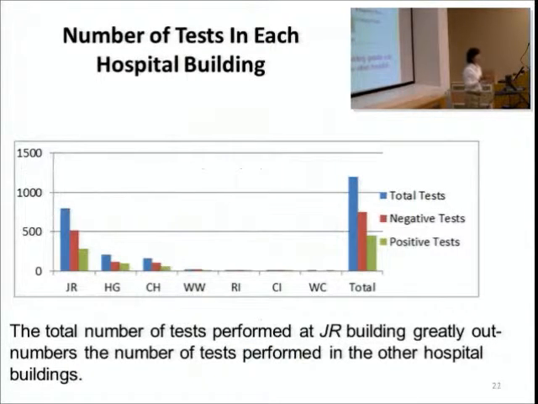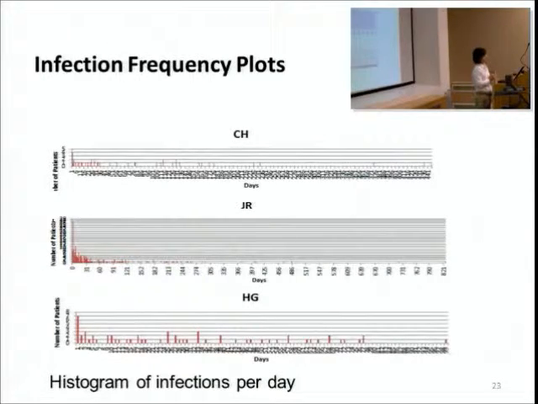And we also now look at maybe how many tests have been performed for this hospital over the 4 years. JR has more tests than the other hospital buildings. And we also want to look at the infection per day. So here's CH, JR, and HG, the top three. You can see JR has some clustering, and the others are more spread out.